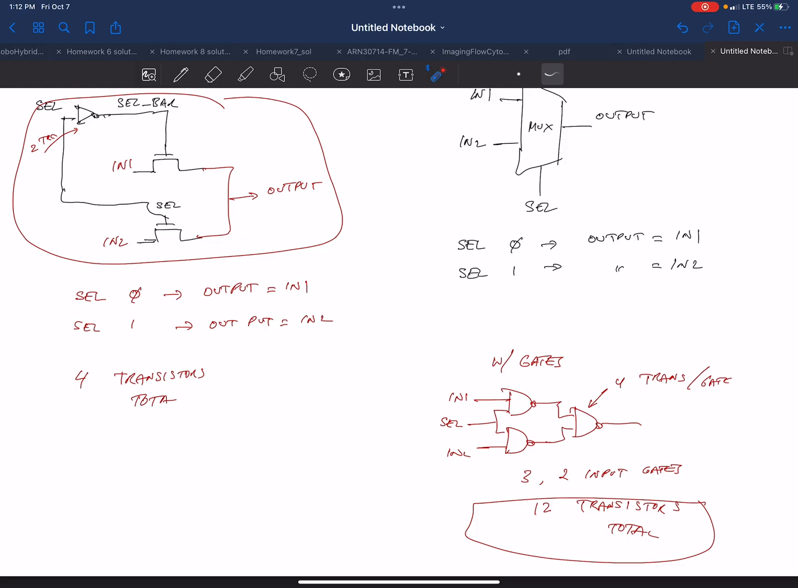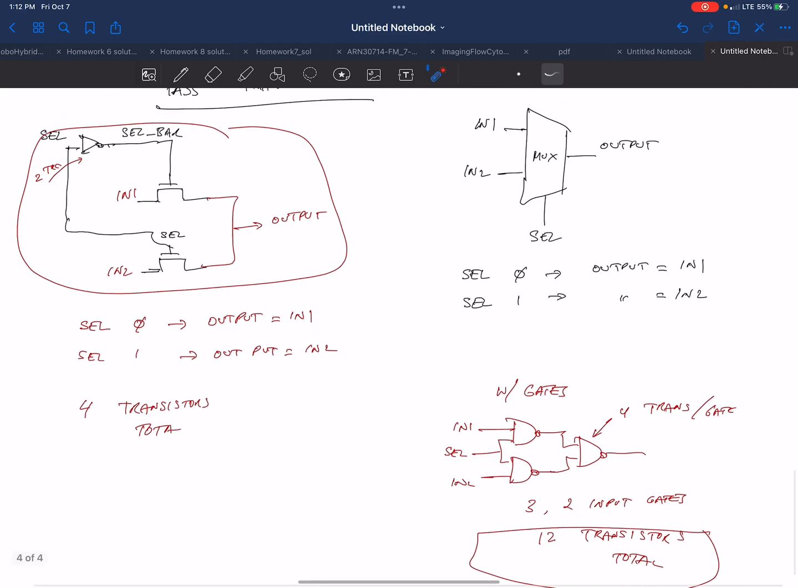Okay? Now, there's a problem with this circuit. Anybody guess what the problem is? Now I should have this for, would be a good Starbucks gift.